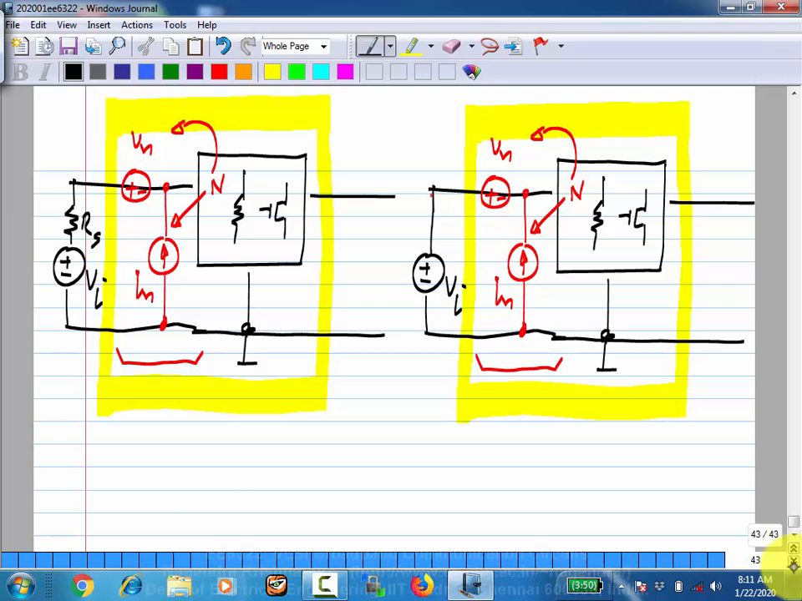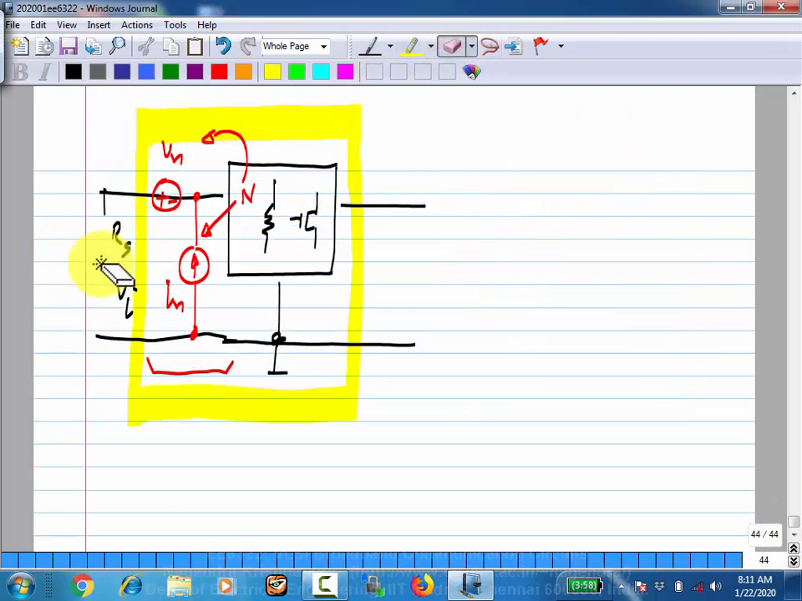Similarly, if the input was actually a current source, what happens then? Vn has no effect because Vn in series with the current source is simply the current source. So if the input is purely a current source, the input referred current noise source is enough to represent the noise of the circuit.